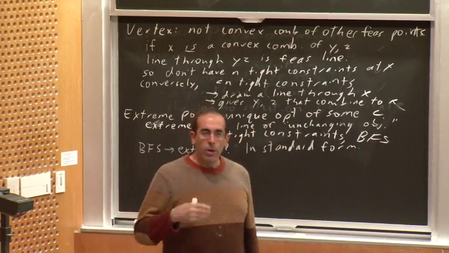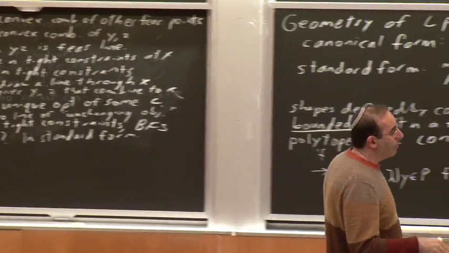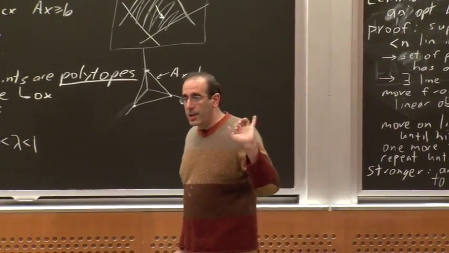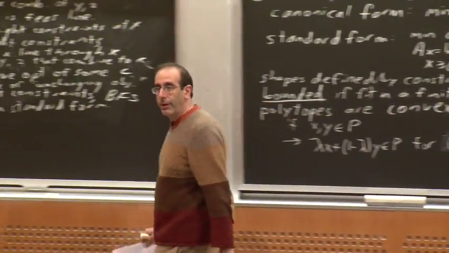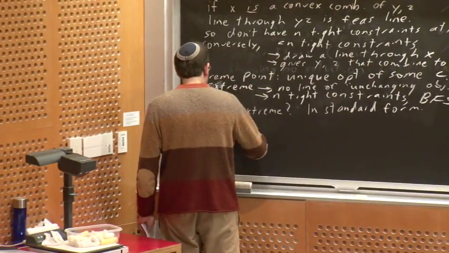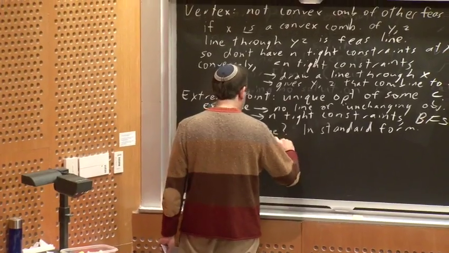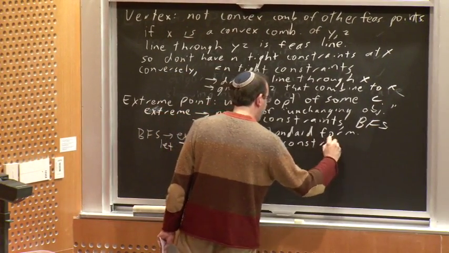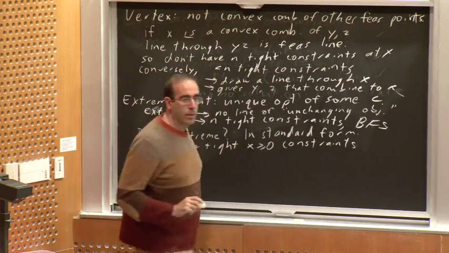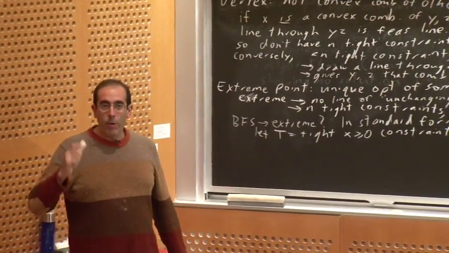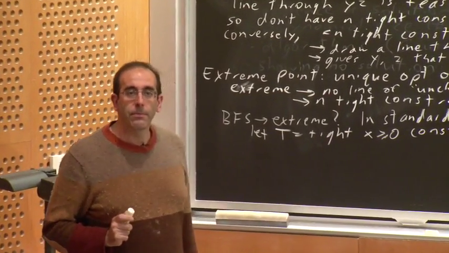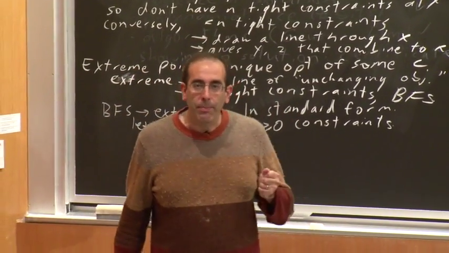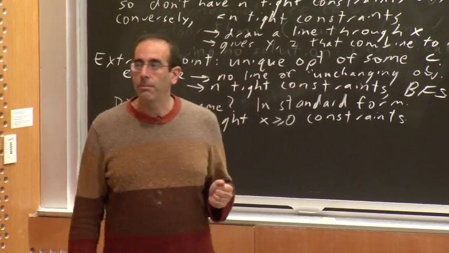Okay. So let's start with our BFS in standard form. What is it? Well, it's tight for all the Ax equals b constraints, and it's tight for some of the x greater than or equal to 0 constraints, right? So let's let T be equal to the tight x greater than or equal to 0 constraints. Those are the constraints where my point is actually equal to 0. So I want to make this point be the unique optimum for some objective function.